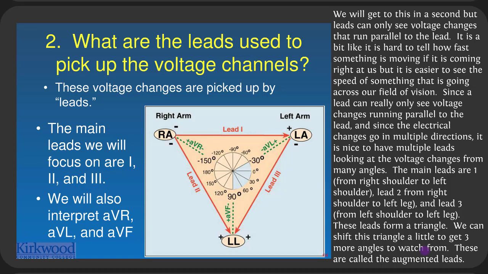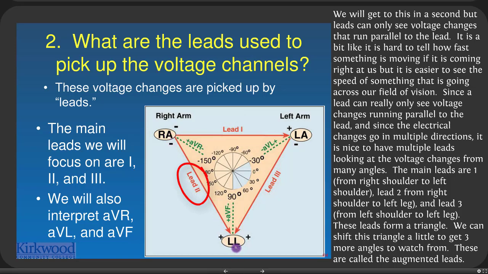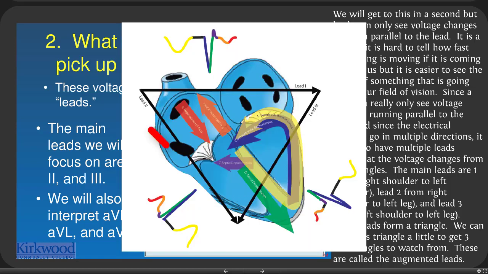The main leads are lead 1, which is from the right shoulder to the left shoulder, lead 2, which is from the right shoulder to the left leg, or right arm to the left leg, and lead 3, which goes from the left arm to the left leg. Those are the typical 3 leads. Most of the voltage goes from the right arm towards the left leg, so that's why lead 2 is usually the best lead to pick up the majority of the events in the EKG.